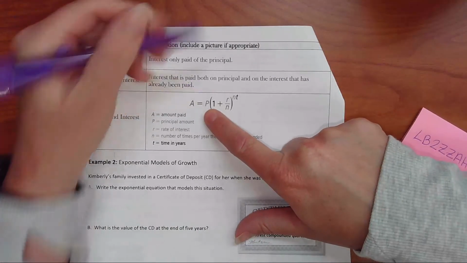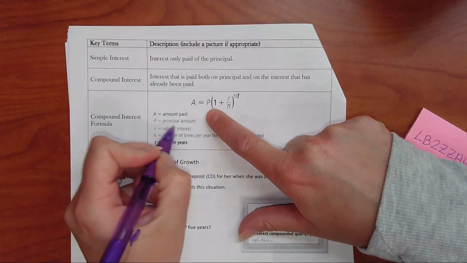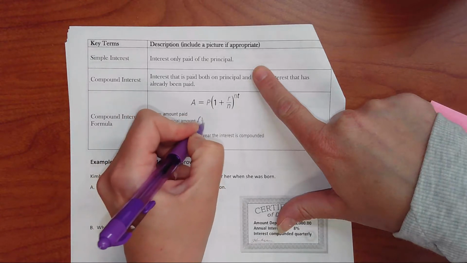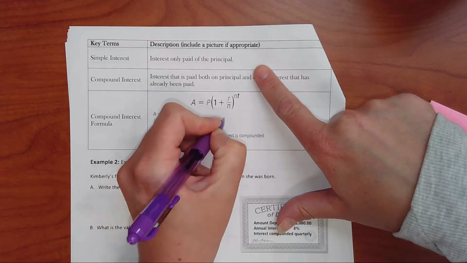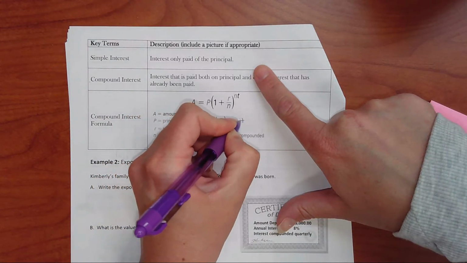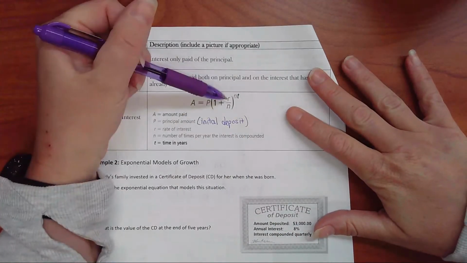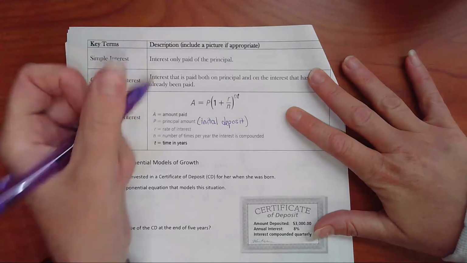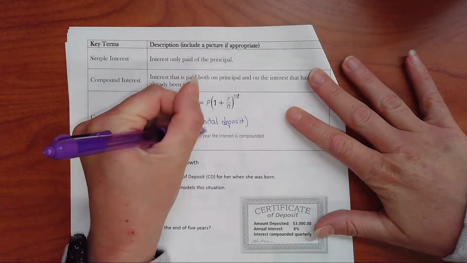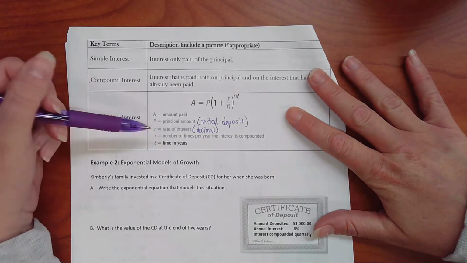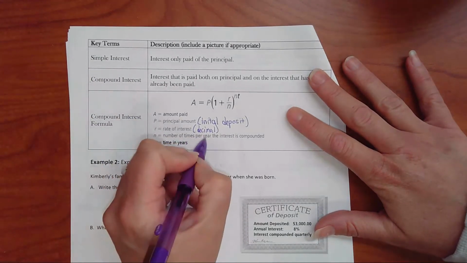P is going to be your initial amount. It says principal amount. This is going to be the initial deposit, like how much money you deposit in. And then R is going to be your rate. And remember, you need to change that into a decimal. N is the number of times that it's compounded, and it's the number of times per year.